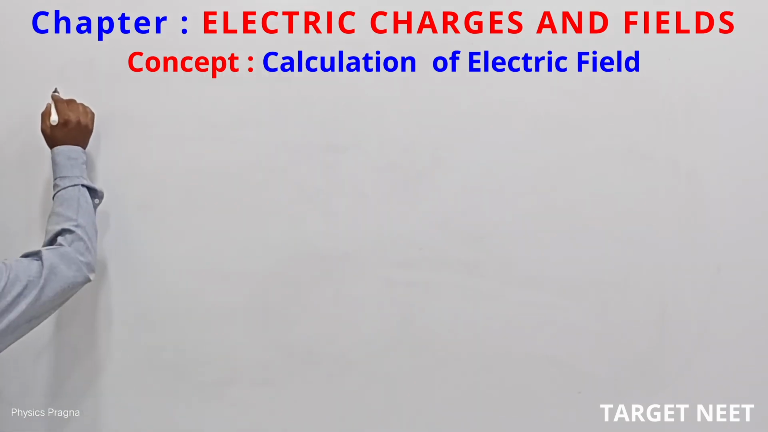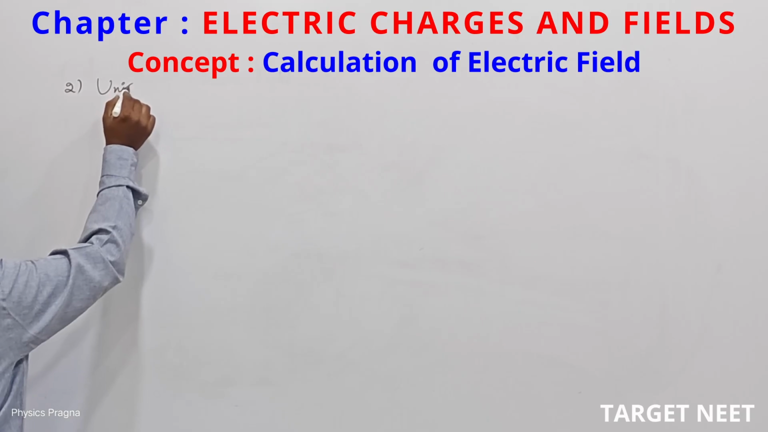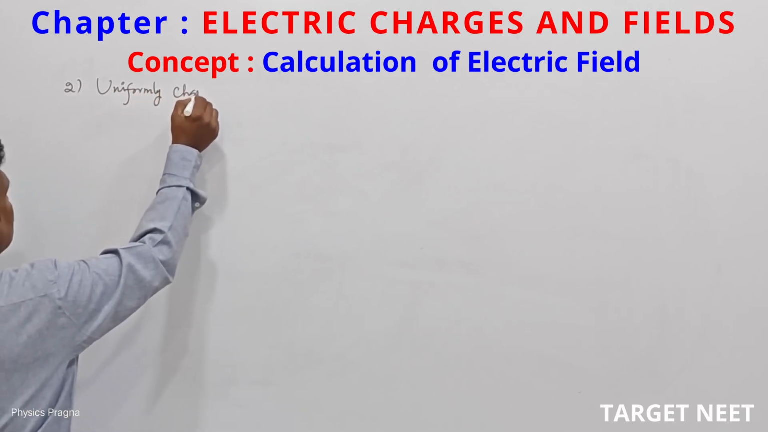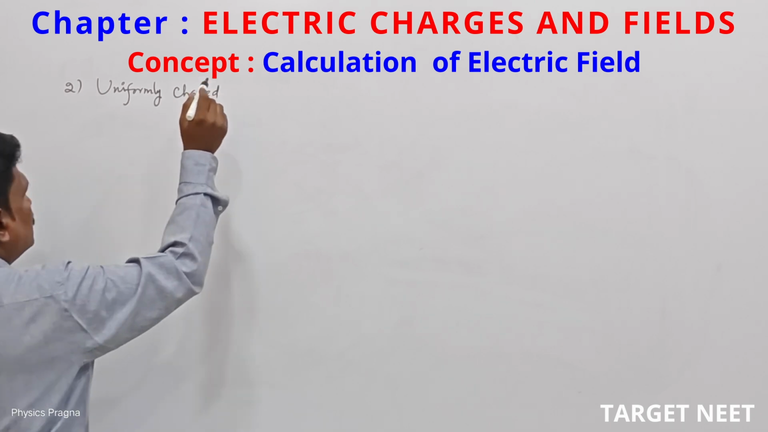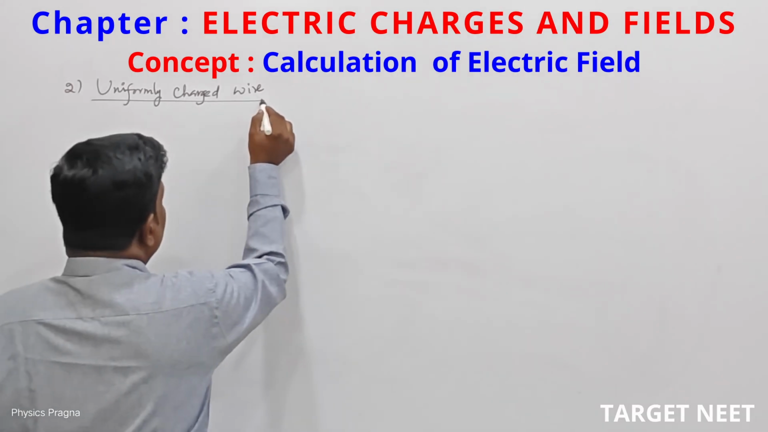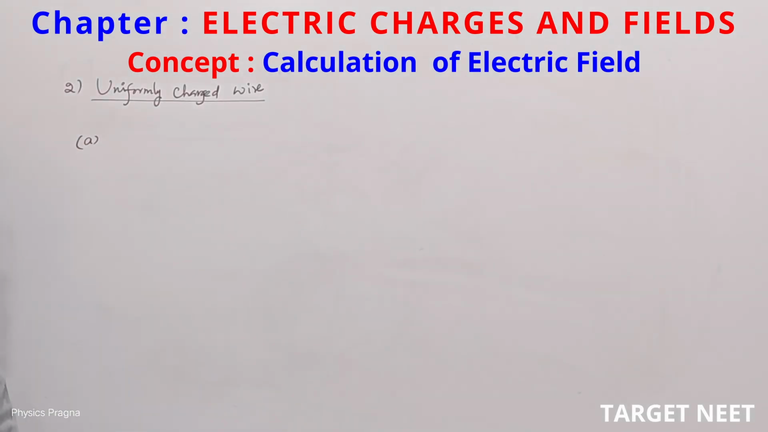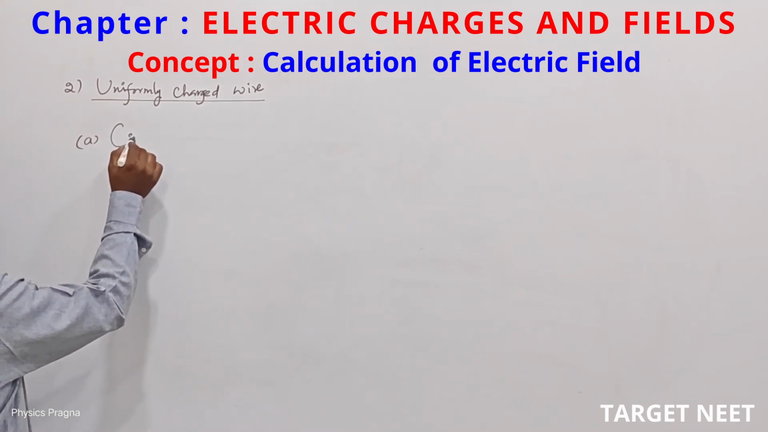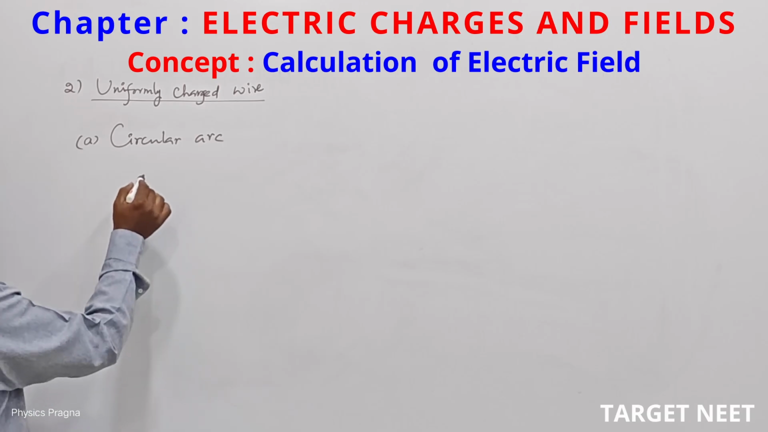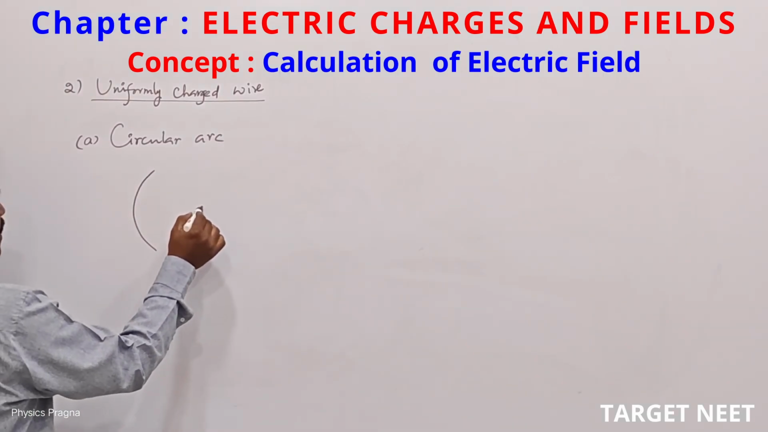Next, our discussion is a uniformly charged wire. So here, first case, let us take a circular arc. This is an arc. This is the center of the arc, O.